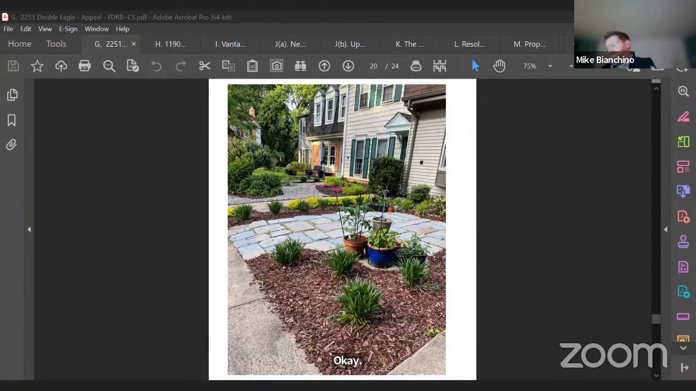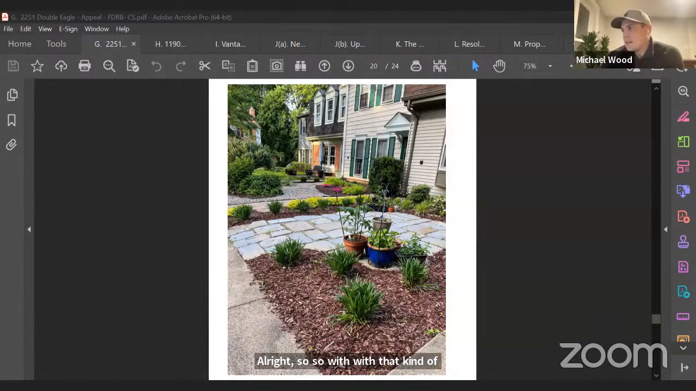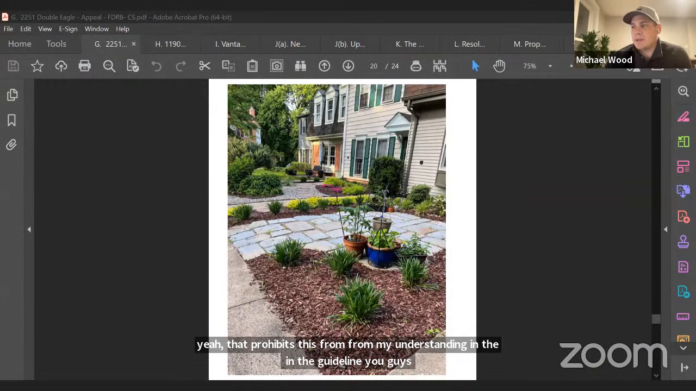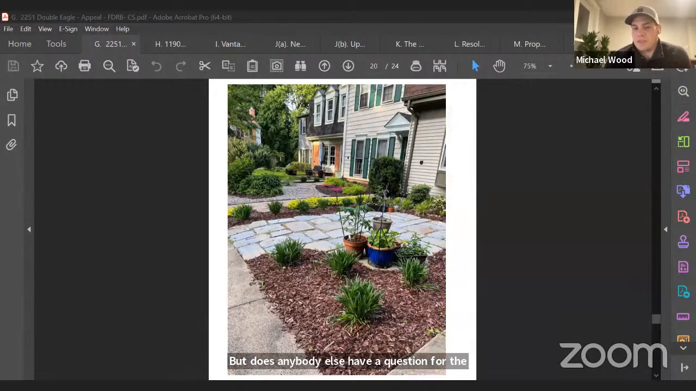All right. So with that thought, if we are looking at this as an appeal, on whether it's a misapplied guideline or cluster standard, my understanding is that there's no cluster standard yet that prohibits this. From my understanding, and the guideline you understood, I don't think it was misapplied in this instance. But does anybody else have a question for the appellant for this application?